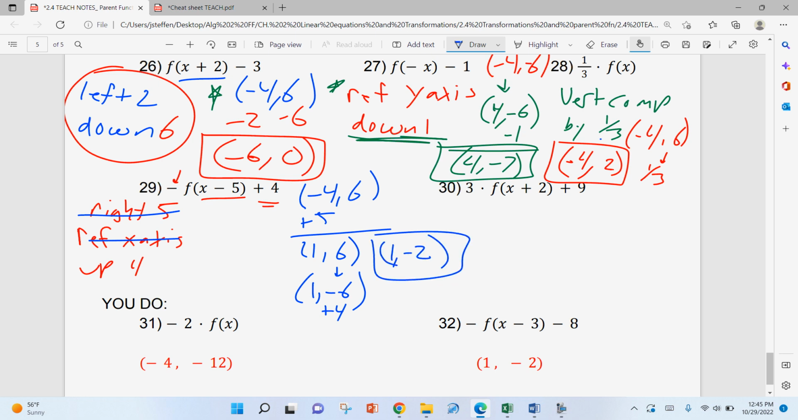Now that's a good example. If you did not go in that order, if you added 4 before you reflected it, then it's going to be a different point. So make sure you're sticking to that order. Go from the inside out.